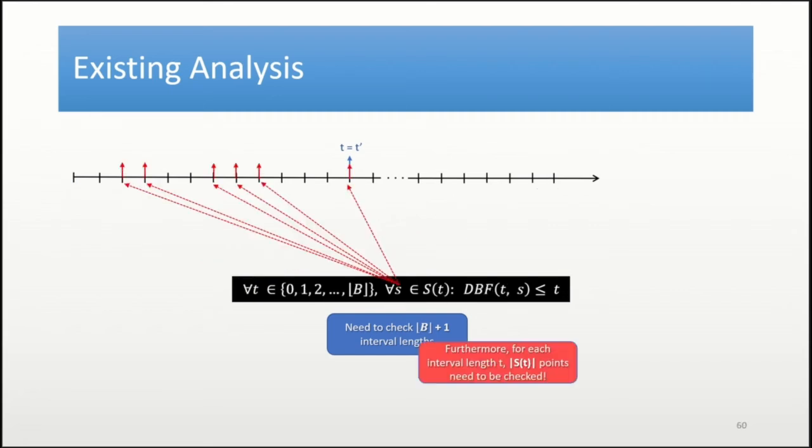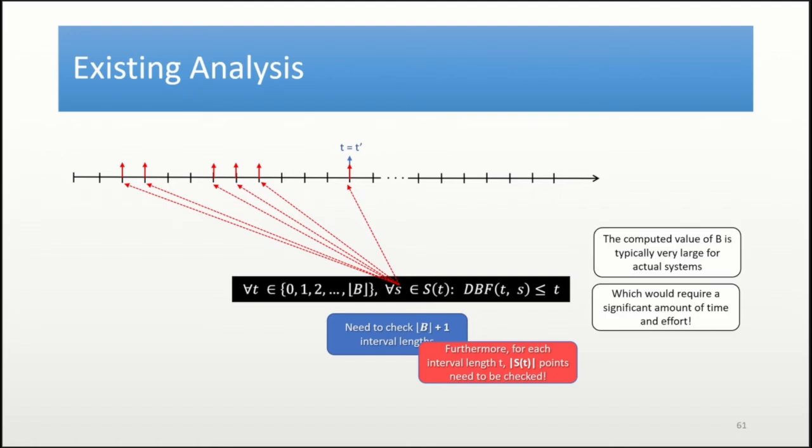And for each interval length t, all possible mode switch instances s belonging to S of t would also need to be checked. In practice, for many systems, the computed value of b, and hence the number of t, s point combinations for which the processor demand needs to be checked, can be quite large. By needing to iterate through all such points, a significant amount of time and effort would be required to determine the schedulability of such systems.